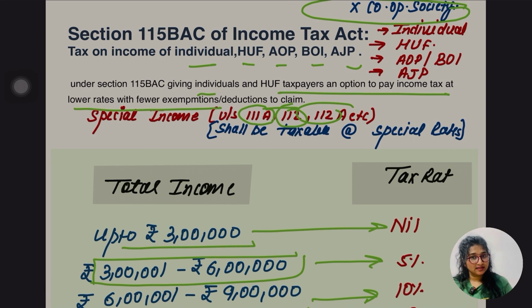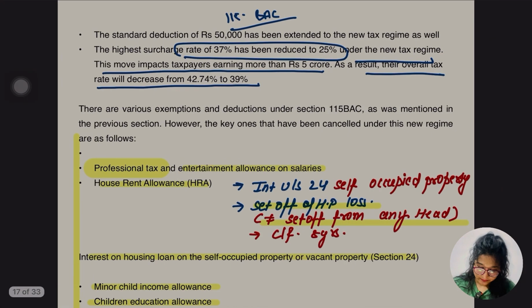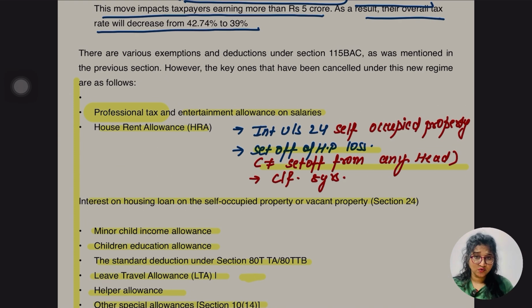And let's go for BAC. For BAC, what was the rate? This is not for cooperative society, it's for individual, HUF, AOP, BOI and AJP. What was the rate? The rate is going to be different: 5, 10, 15, 20, 30. And what was the amount? Up to 3, then 3 to 6, 6 to 9, 9 to 12, 12 to 15, more than 15 is going to be 30. And there were some things where we cannot get the benefit of the deduction which we were taking in the old tax regime, right?